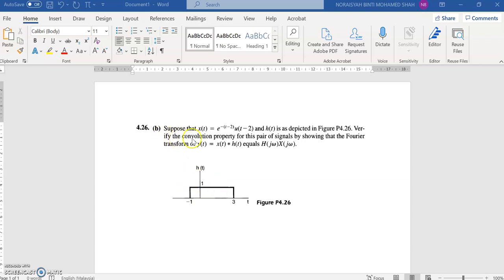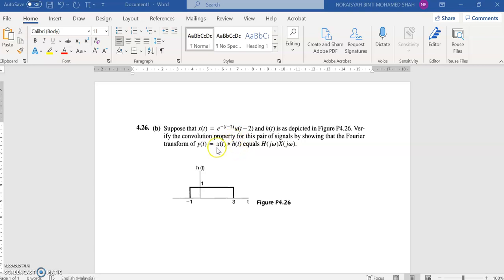And you are asked to verify the convolution property for this pair of signals by showing that the Fourier transform of y of t, which is equal to x of t convolved with h of t, equals H(jω) multiplied by X(jω). So we can look at it as a two-part question. First, you need to find what is y of t: perform the convolution between x of t and h of t.